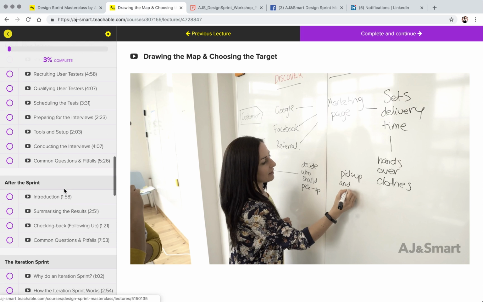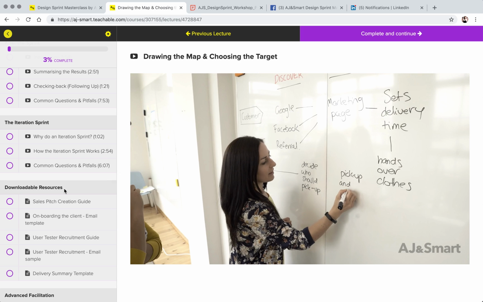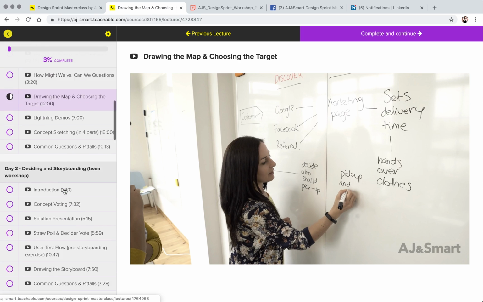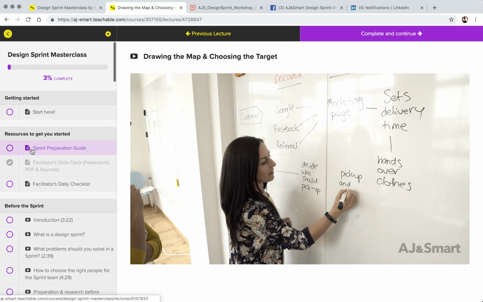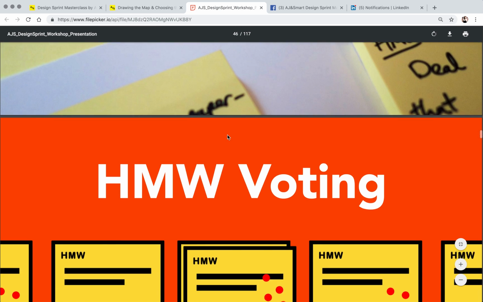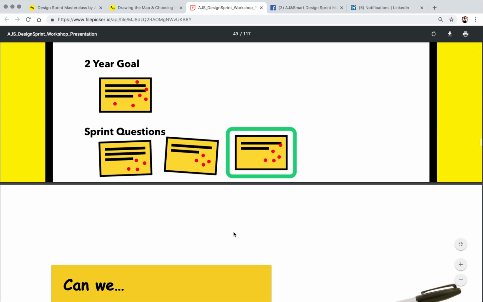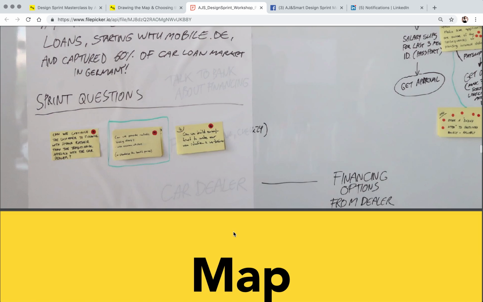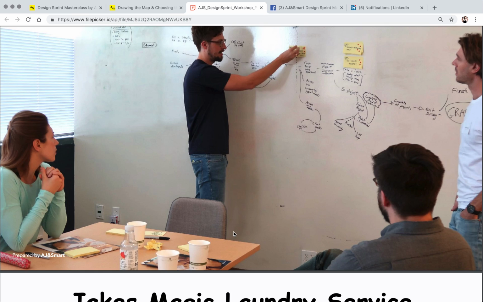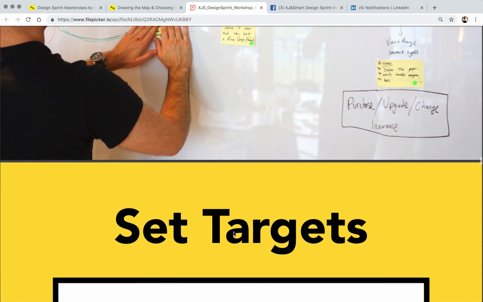So basically, behind the paywall, the majority of what you're getting here is the course videos. Also a huge amount of resources that you can download. One of the biggest ones is this giant beast of a keynote or PowerPoint or PDF, however you like to download it, which basically shows you how to run the sprint.